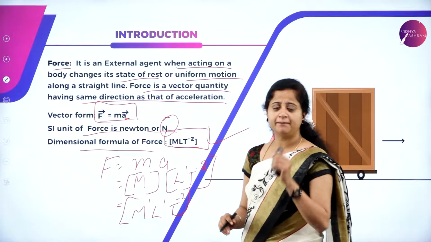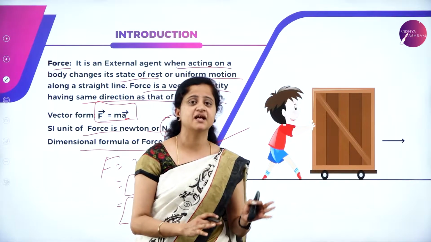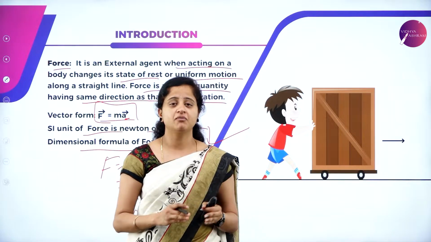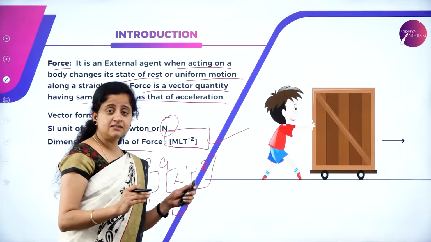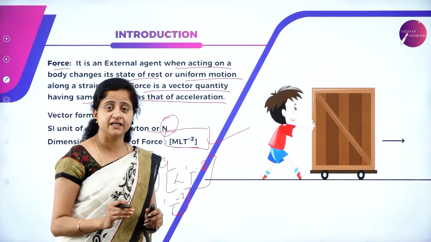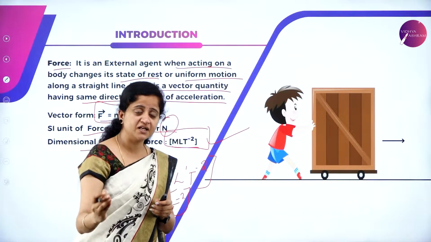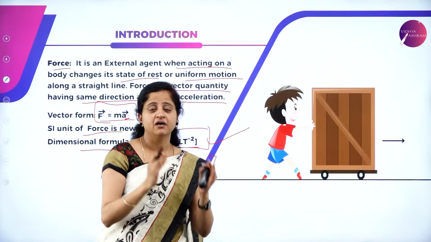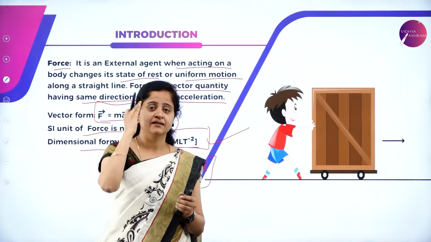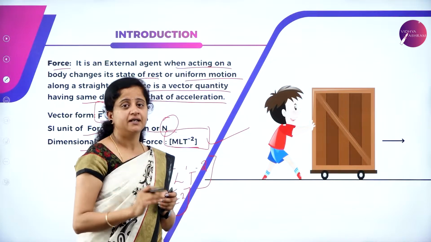Now we came to know the basic thing: for an object to change its state of rest or uniform motion, an external agency is required, and that is force. This is how we are going to understand the motion of an object and the laws which govern the motion of an object. For understanding all these things, the idea of force and a few important terms are needed.